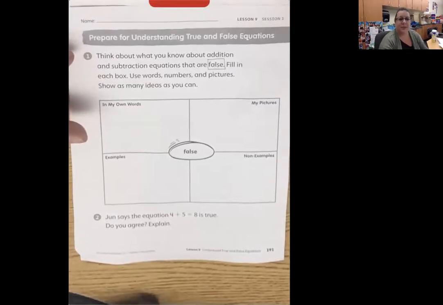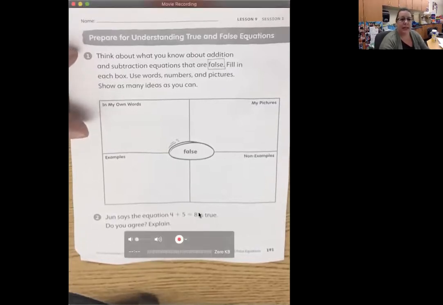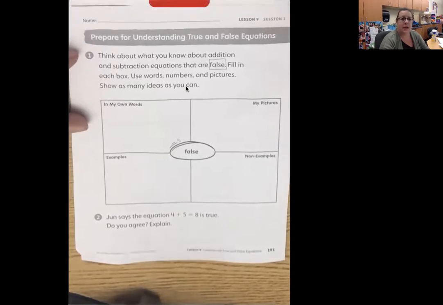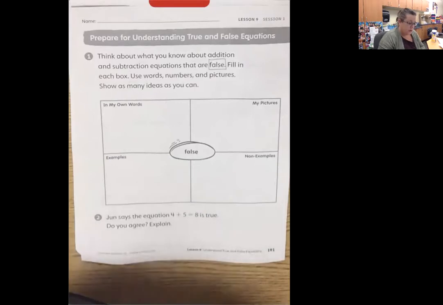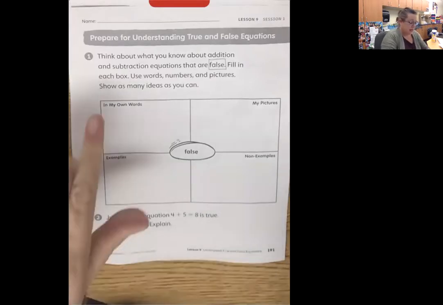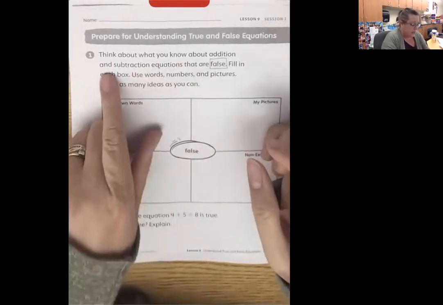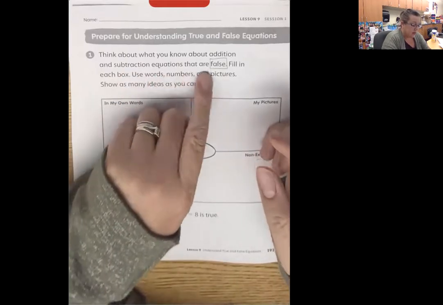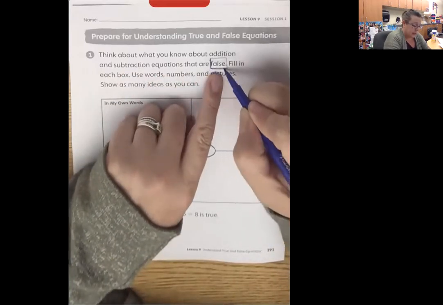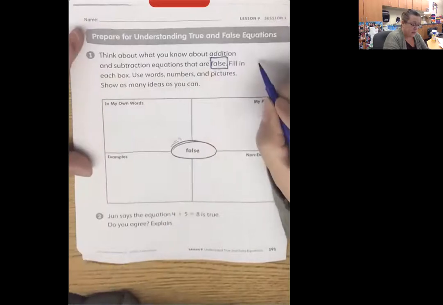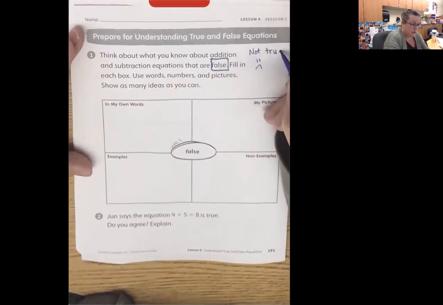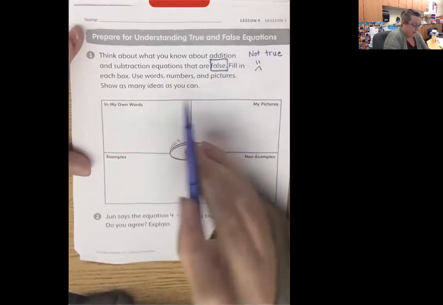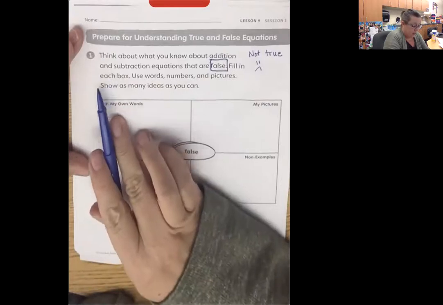Hi, boys and girls. So what we are learning today is how to understand true and false equations. It says, think about what you know about addition and subtraction equations that are false. Okay, so if something is false, it means that it is not true, right? Not true.